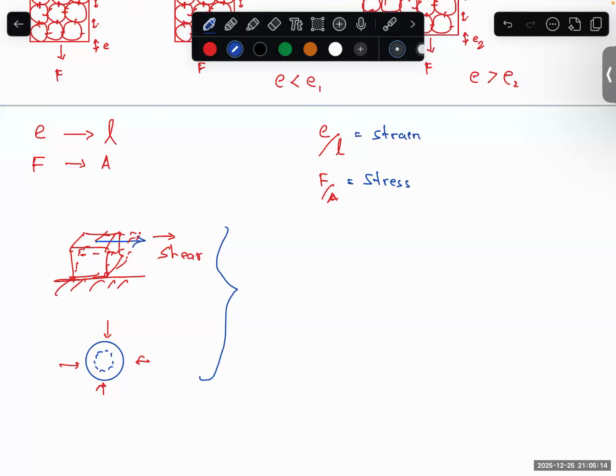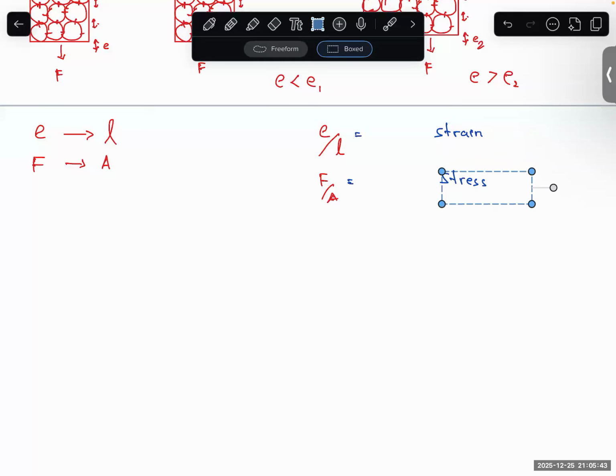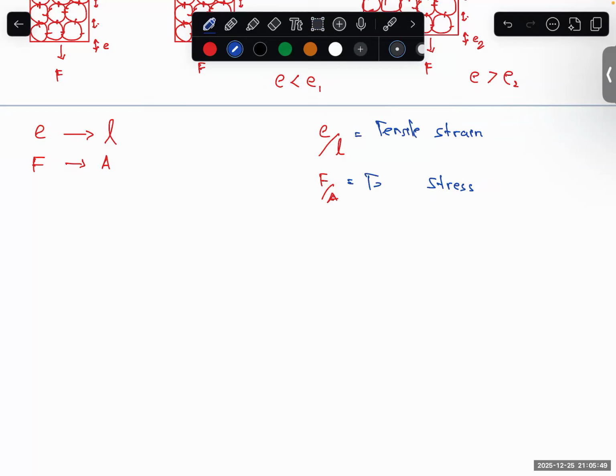We only study about giving forces longitudinally along the length. So therefore these are out of discussion. Okay, so when we talk about longitudinal, it's mainly tension. So we call it tensile stress and tensile strain. Always, you have read that. Tensile stress and tensile strain. Now I will write some equations.